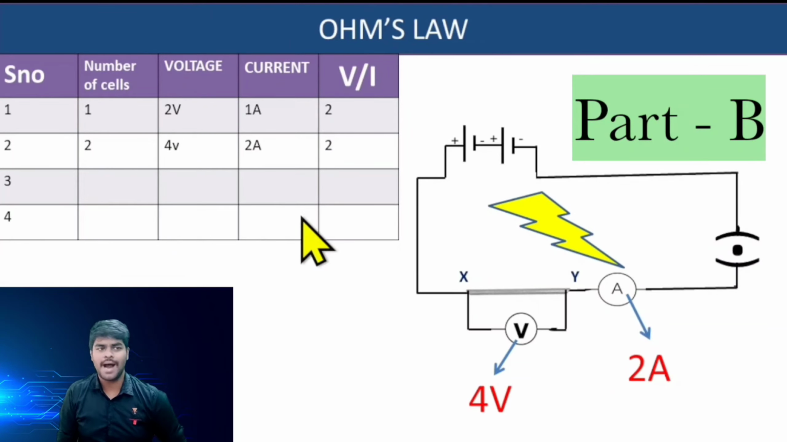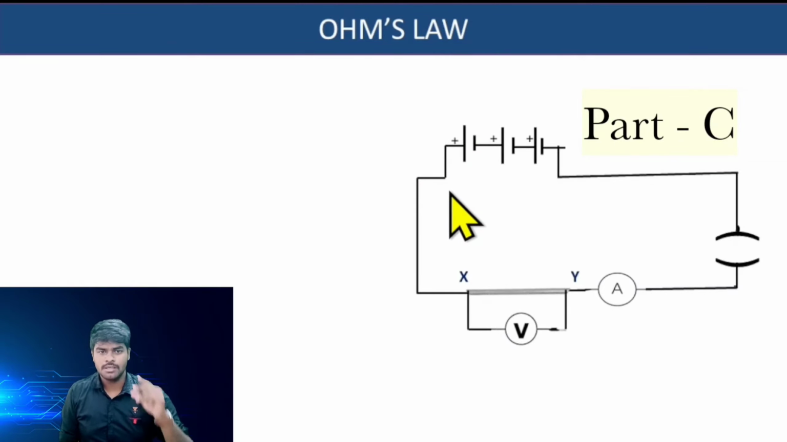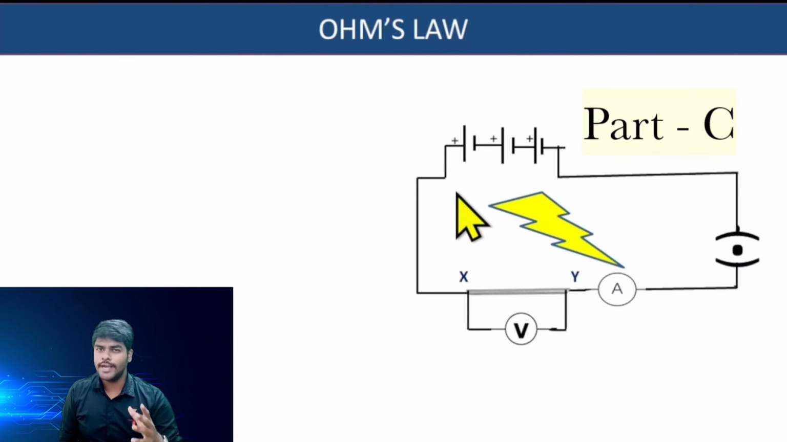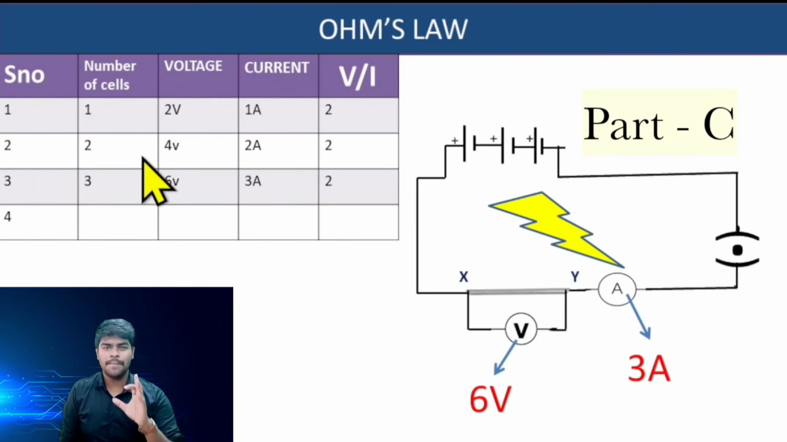Now it's time for part C. In part C, we have 3 cells. We connected 3 cells, nichrome wire, voltmeter, and switch on the current. The current is flowing in the circuit. Can you find out the reading of the voltmeter and ammeter? Just put a guess on that. Voltmeter reading is 6 volt. Ammeter reading is 3 ampere. In part C, we have 3 cells. Voltmeter reading is 6 volt. Current reading is 3 ampere.